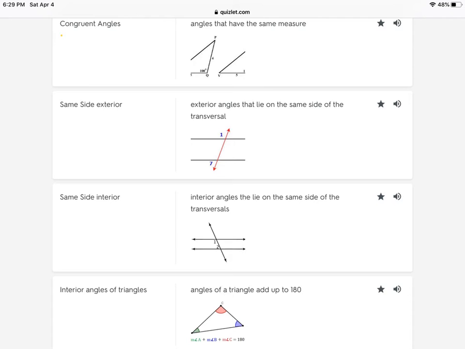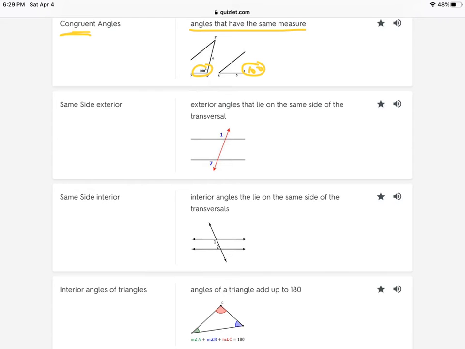We already know what the word congruent means. They're angles that have the same measure. So it looks like the picture kind of cut off here, but if angle Q is 100 degrees, then it looked like that angle was also going to be 100. So congruent angles just mean they're the same measure.